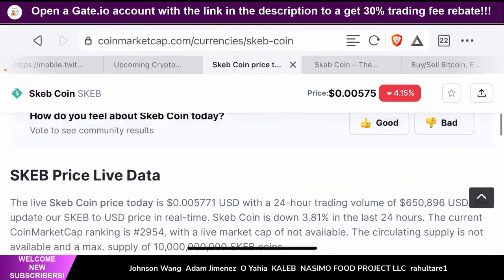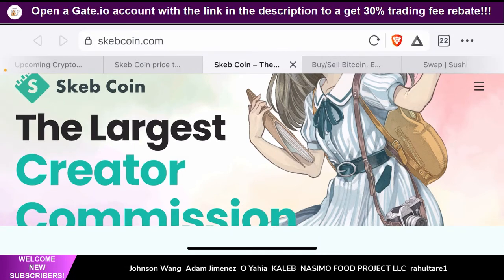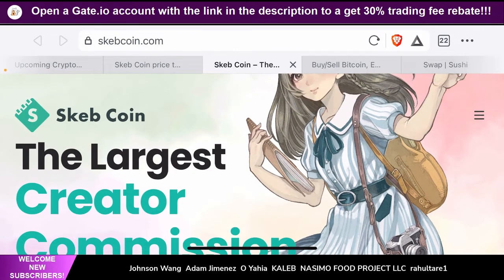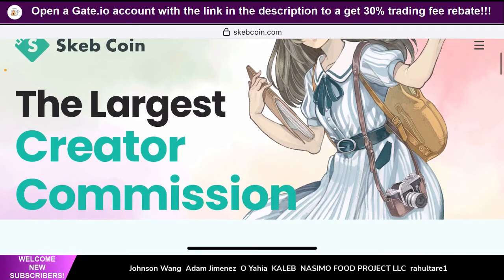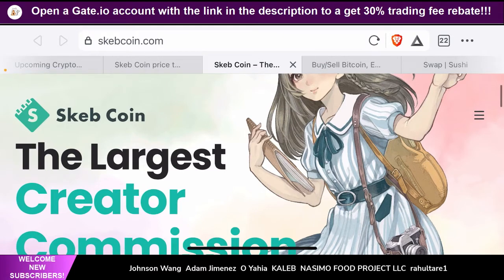So let's go to the website itself, which is skebcoin.com. And right back, you can see clearly, it's a Japanese project and therefore they have an anime image already. And you see the largest creator commission platform, which is what SKEB is all about. In the top left corner, you can see their logo. It's not a very innovative logo, but it's still a decent logo nonetheless.